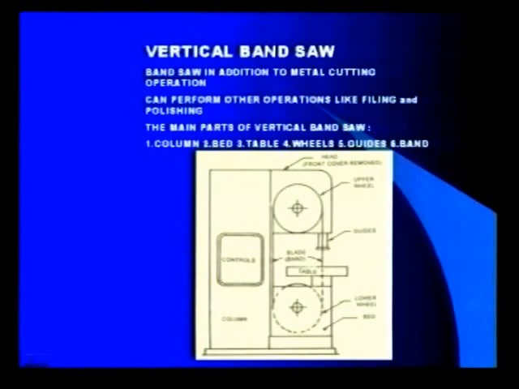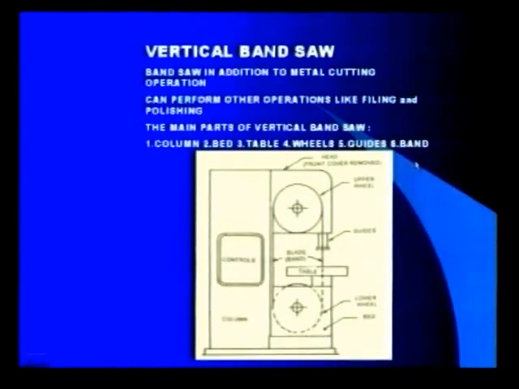It is used for cutting off operations, and its narrow blade makes possible the accurate sawing of curved shapes. It is employed for making dies, jigs and fixtures and parts with internal profiles. Its cutting action is continuous and accuracy is maintained. Now let us discuss the constructional details of vertical sawing machine. First one is column, second one is bed, third one table, wheels, guides and band.